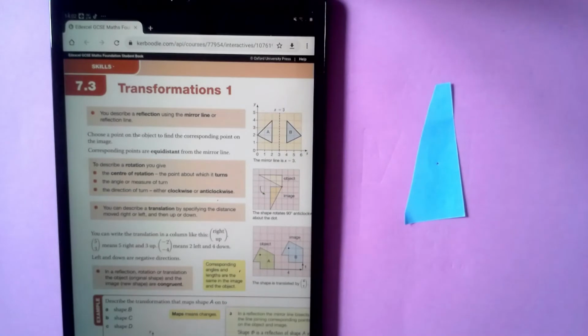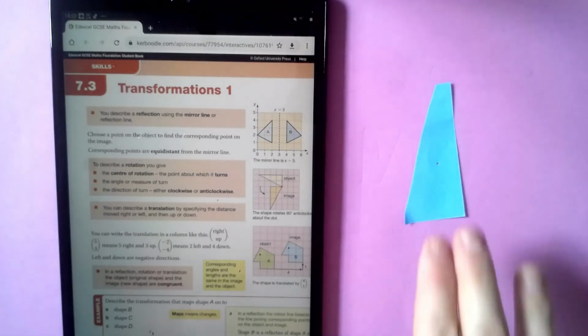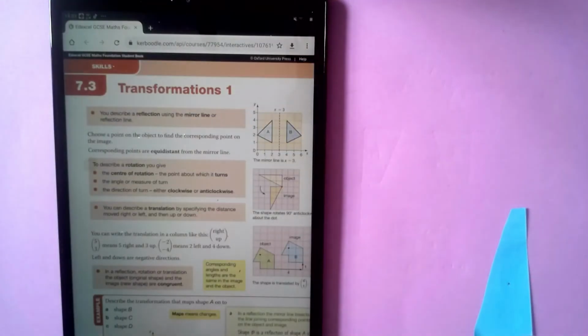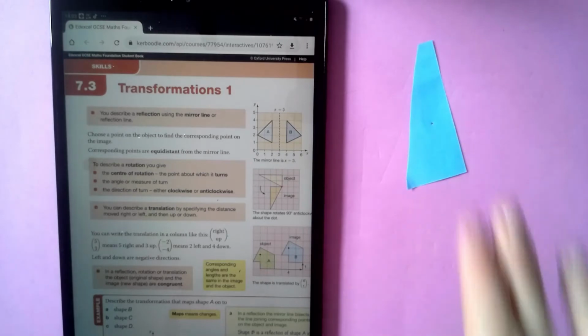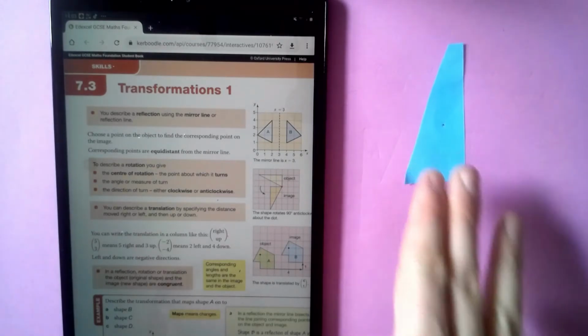The final transformation in this section is translation, which is moving. I describe it in lessons as cutting and pasting or copying and pasting, because you are not rotating, you are not reflecting, you're not enlarging the shape. It is literally just moving the shape somewhere else. So you could be going up a bit, left a bit, right a bit, or down a bit, but it is in no way turning the shape. So the shape will always appear the same.